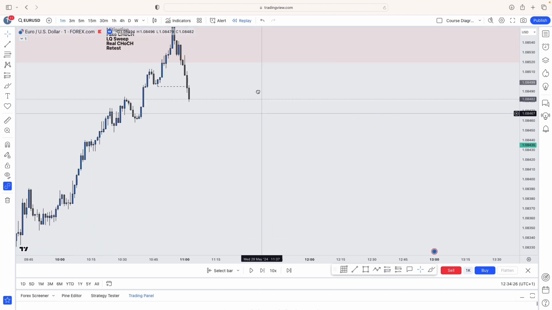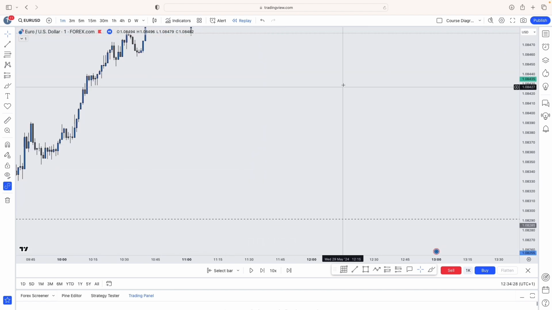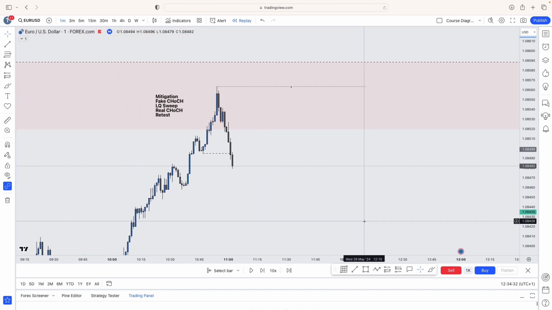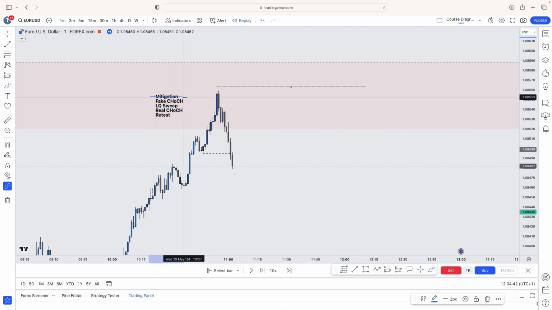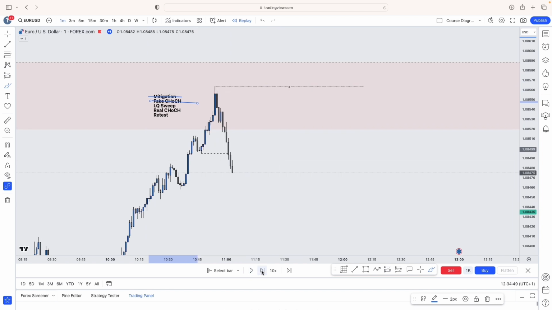If price does come down to target this weak internal low, then you've just missed the trade, which is absolutely fine, right? Because we use this model to increase our win rate and to get that higher percentage return. So we have that mitigation, and now we have the fake CHoCH as well. And we wait for this strong liquidity above here to get swept.